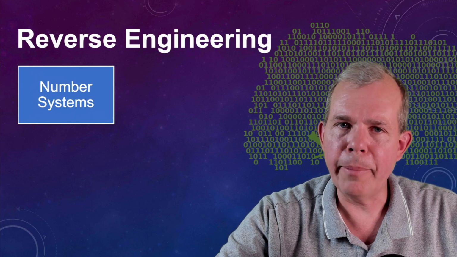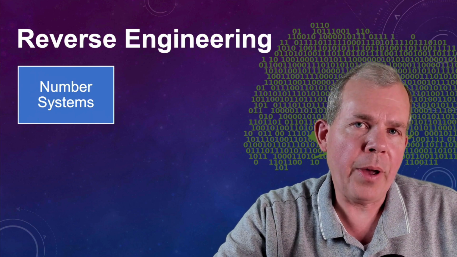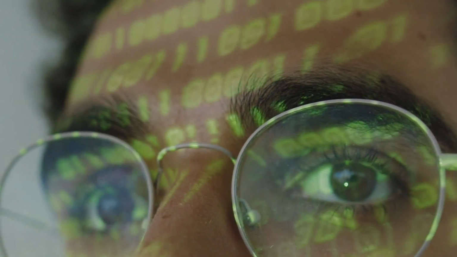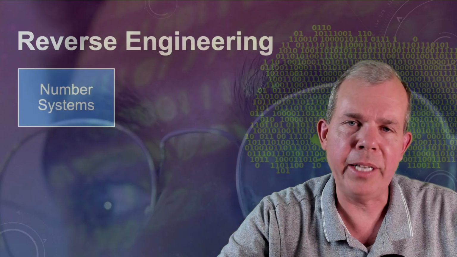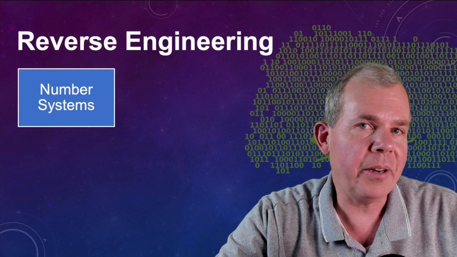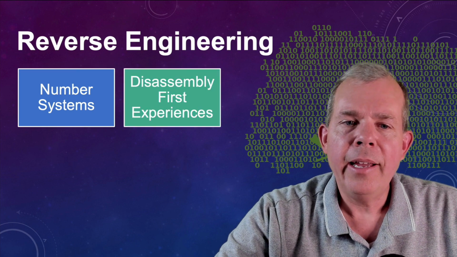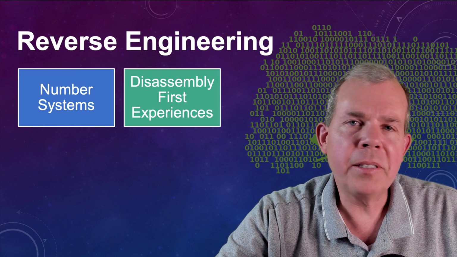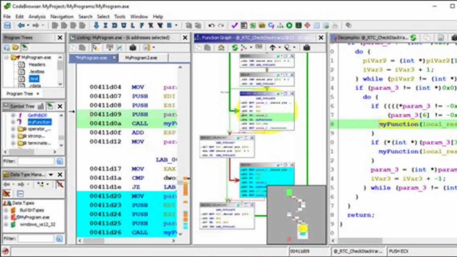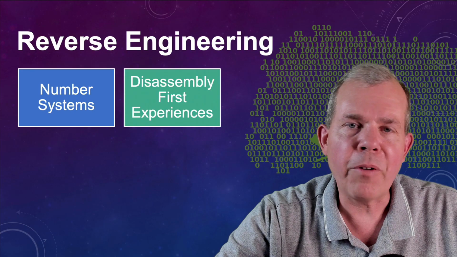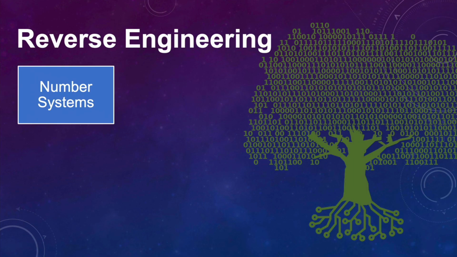In part 1, we'll talk about numbering systems. If you have not seen binary numbers or hexadecimal before, this will give you a great start into how you can understand what a reversed piece of software looks like. Then we'll do some experiences to get you used to the idea of software reverse engineering, the first attempts. And that's this video here right now.